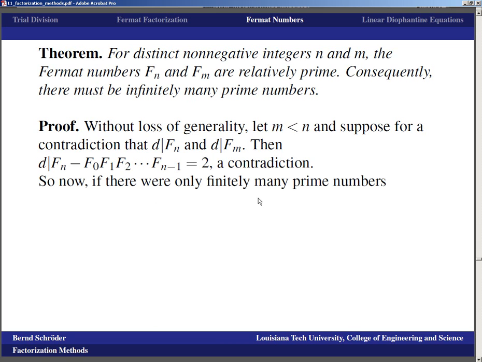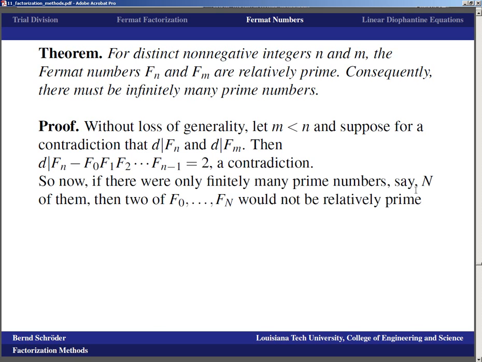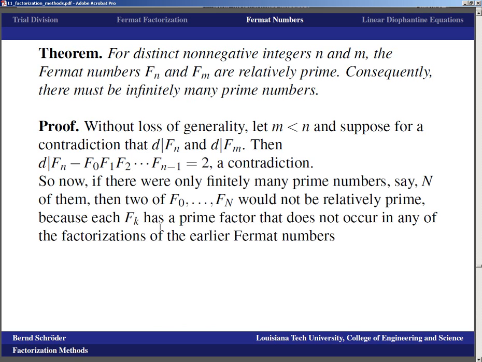Okay, and so now if there were only finitely many prime numbers, say capital N of them, then f0 through fN would not be relatively prime, because each fk has a prime factor that doesn't occur in any of the factorizations of the earlier ones, and f0 is itself a prime number.